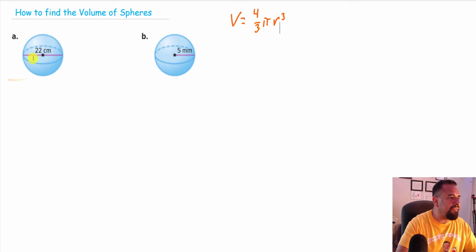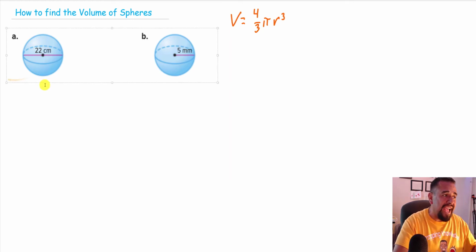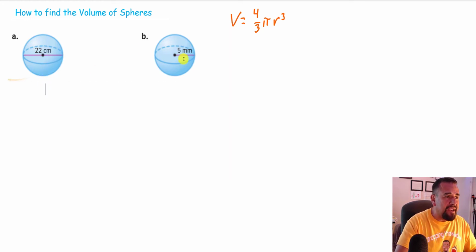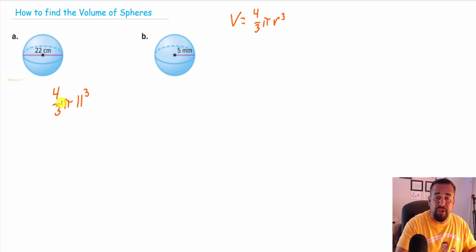Here, notice I have a diameter of 22. It's a diameter. So first, I have to cut it in half because radius is half the diameter. So half of 22 is 11. So when I plug it in here, 4/3 times pi times 11 to the third power. That's how it would look, right? Because I got the radius. And that's all I need to do. So go ahead and grab your calculator and do that.